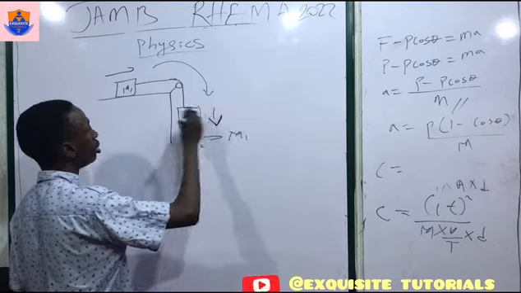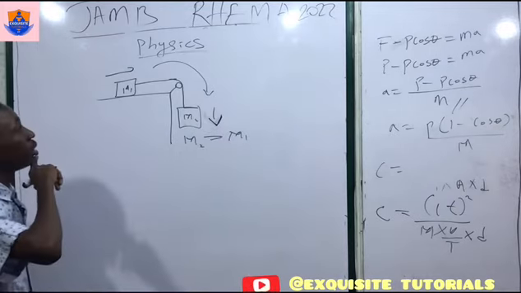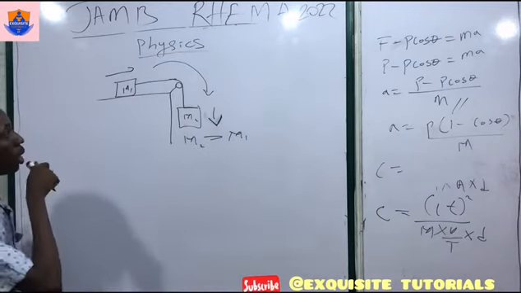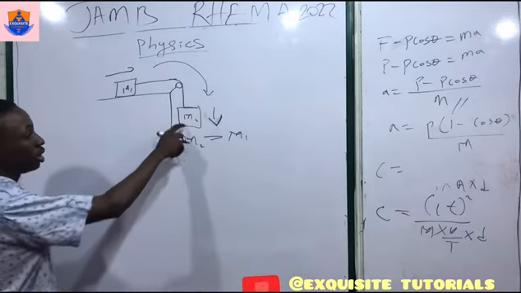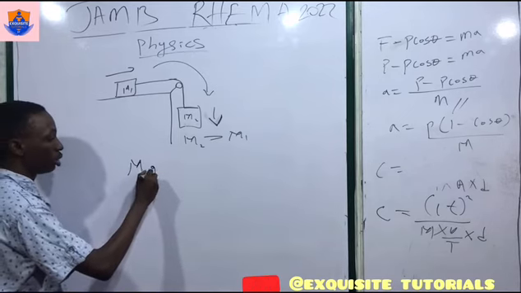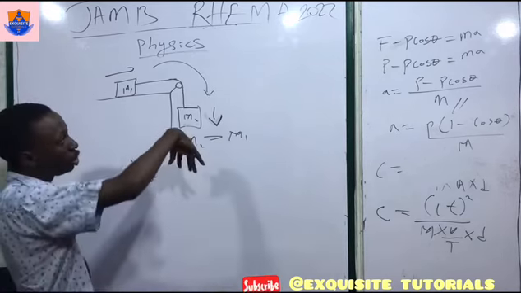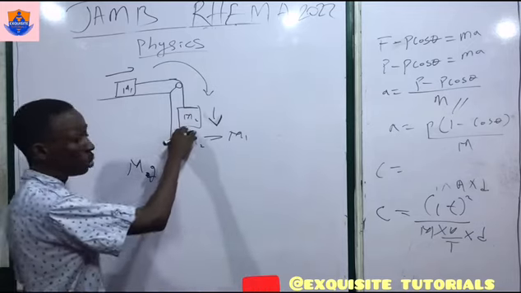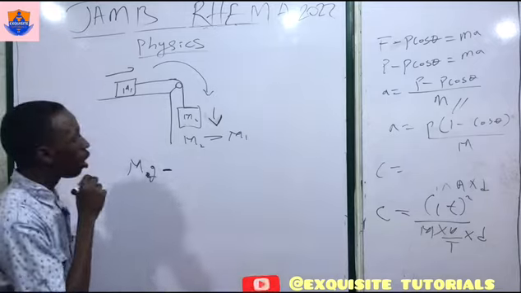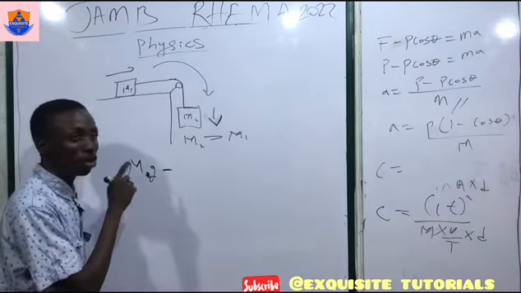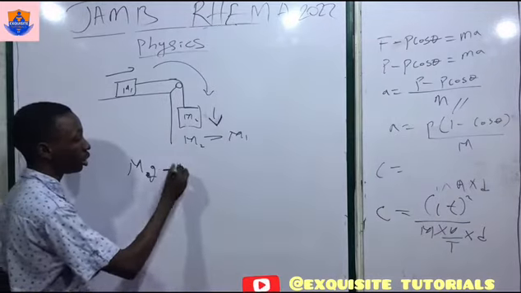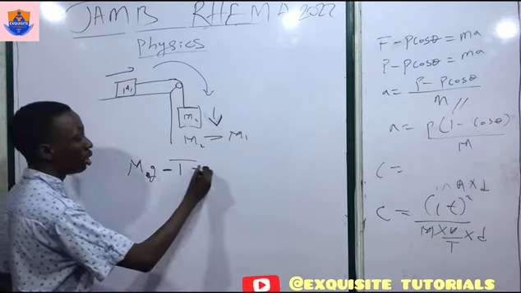Why is this coming like this? So how do we actually apply the concept of tension to this? We can say this M2G, that is the weight of this stuff, M2G minus, are we going to be minusing the tension or the acceleration? We're going to be minusing the tension. M2G minus the tension is equal to what?